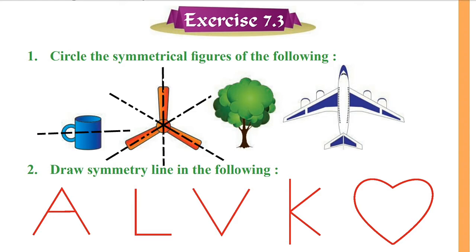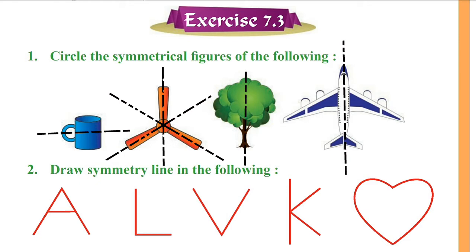You can see here both of its parts are symmetrical. Now next figure we have a tree. So we will divide these figures symmetrically by drawing a line of symmetry. Next figure is an aeroplane. Here you can see we will divide this symmetrically and both of its parts are symmetrical.